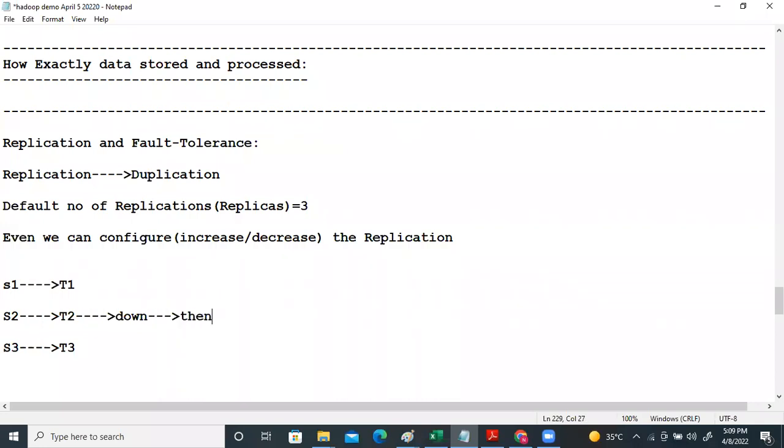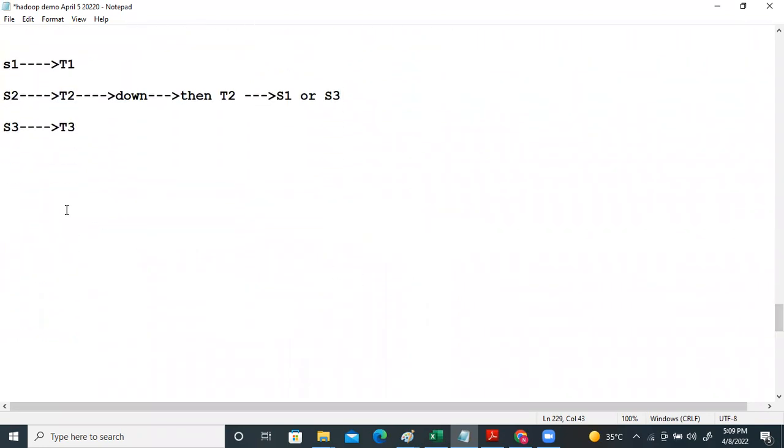Then the T2 task will be assigned to S1 or S3? To which one? S1 or S3? It depends on whether S1 or S3 is complete or close to completion.